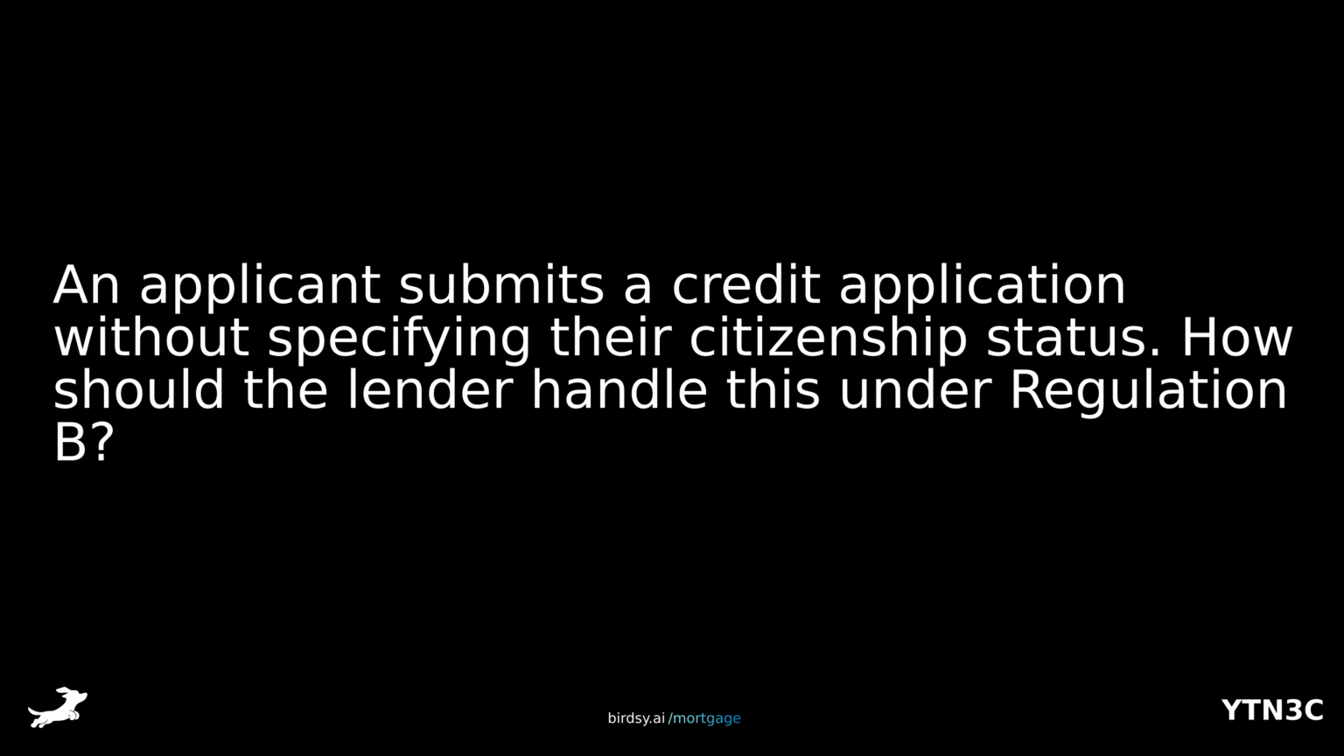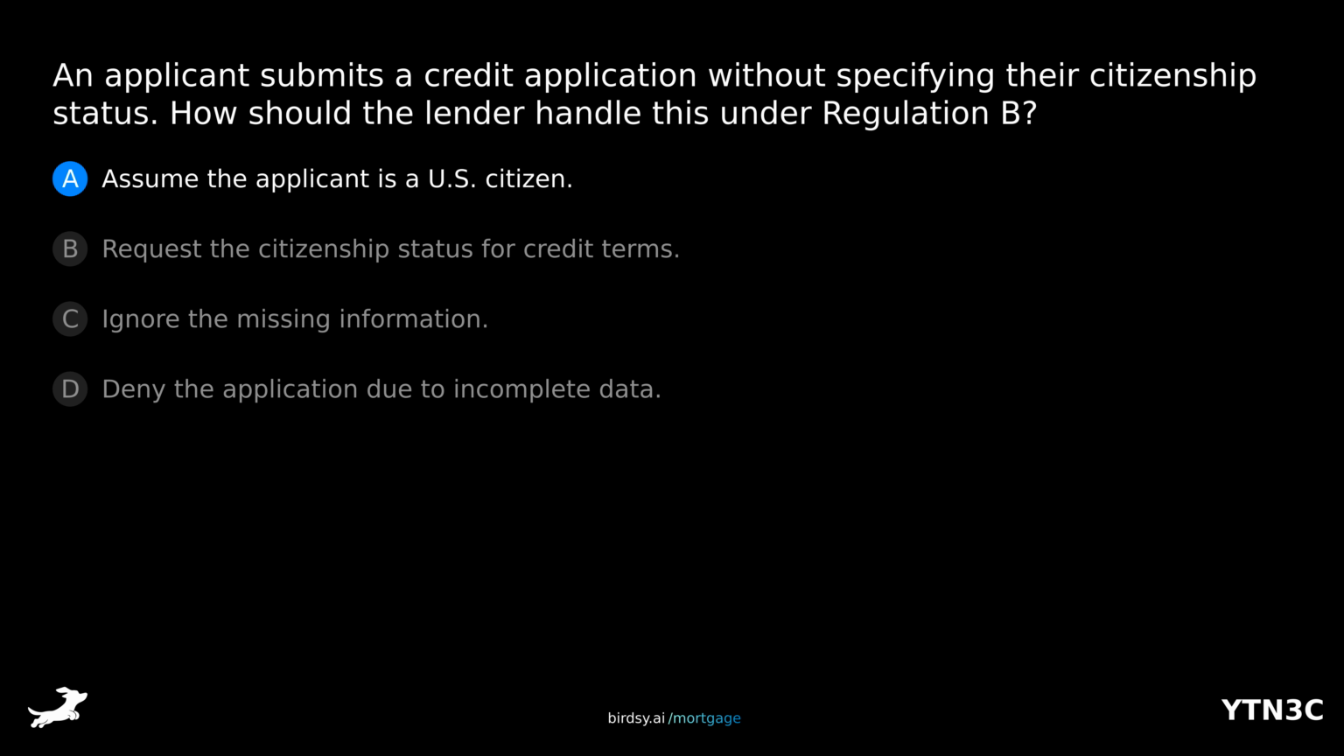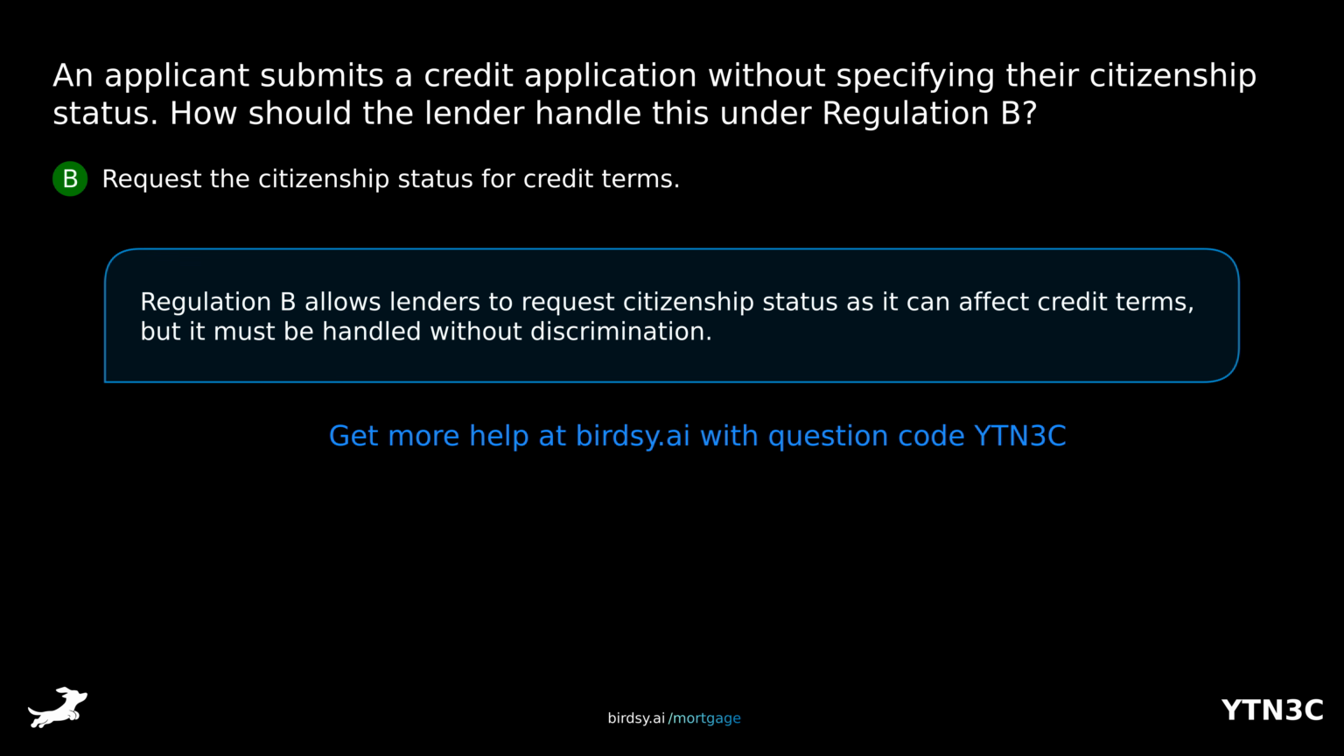An applicant submits a credit application without specifying their citizenship status. How should the lender handle this under Regulation B? Is it A, assume the applicant is a U.S. citizen? B, request the citizenship status for credit terms? C, ignore the missing information? Or D, deny the application due to incomplete data? The answer is B, request the citizenship status for credit terms. Regulation B allows lenders to request citizenship status, as it can affect credit terms, but it must be handled without discrimination.